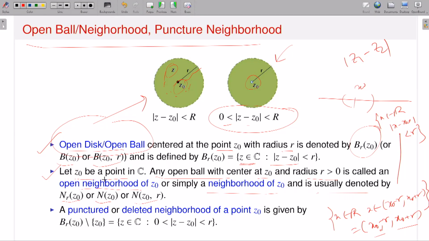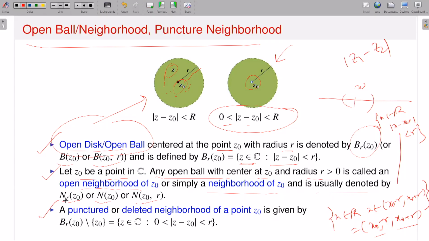For example, what is the definition of an open neighborhood in the real line? If you remember, a set is an open neighborhood around a point x0, where x0 is a point in R. Here I am saying that for z0 a point in C, an open ball with center z0 and radius r is called an open neighborhood or simply a neighborhood. Similarly, in real analysis, an open interval around the point x0 is called the open neighborhood. If you connect with real analysis, it is the same thing.